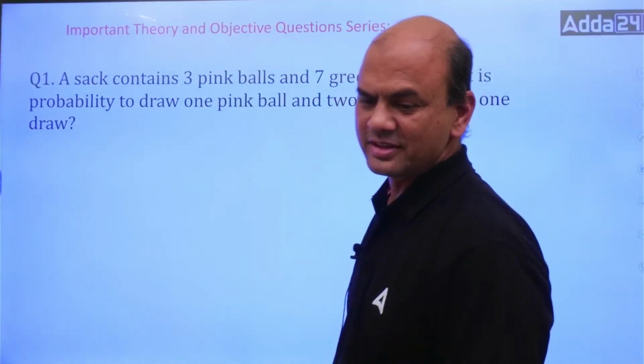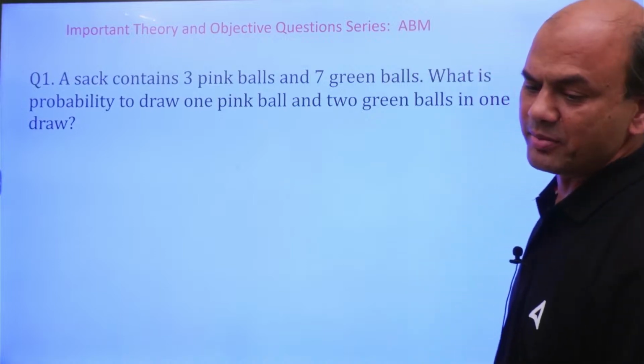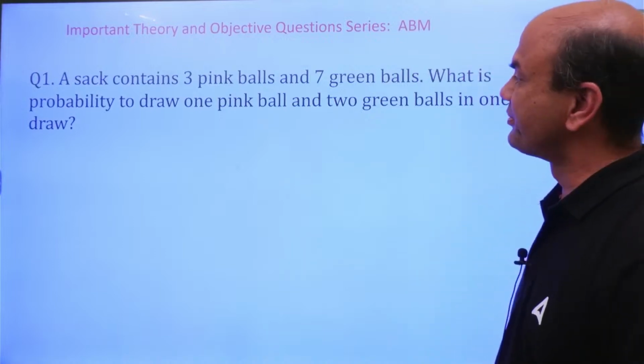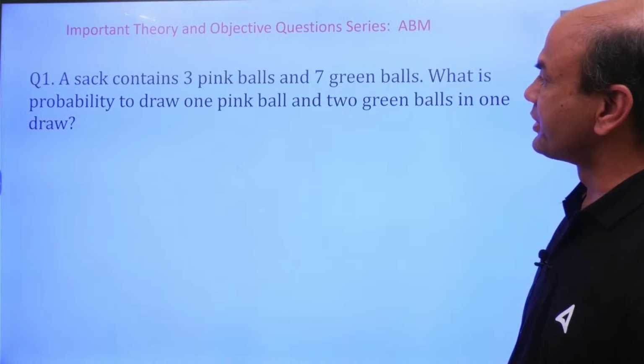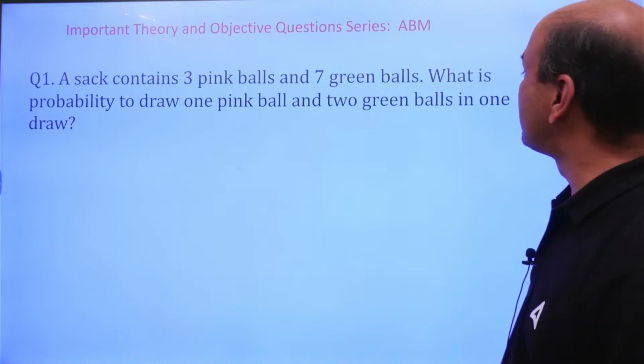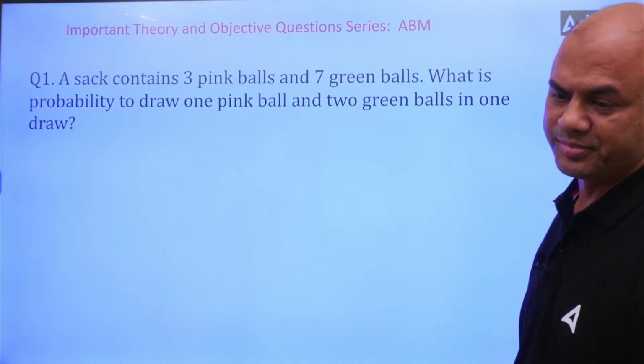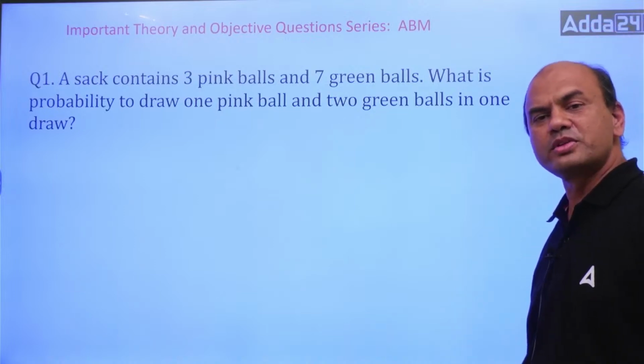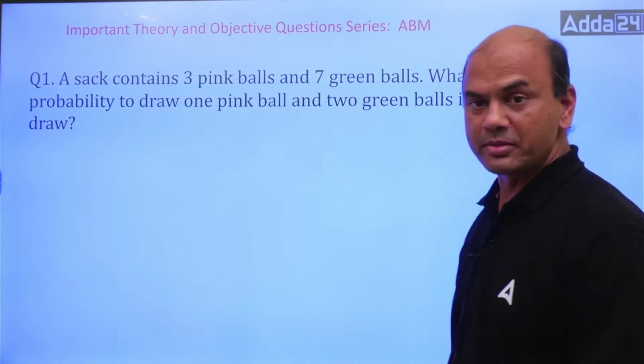First, a sack contains 3 pink balls and 7 green balls. What is the probability to draw 1 pink ball and 2 green balls in one draw? Now, before going to the solution, firstly understand what is probability and how to solve it.